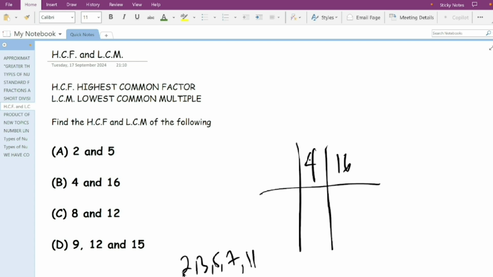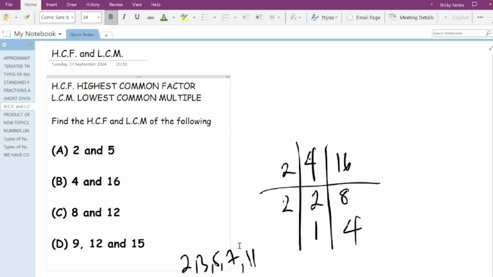So we start with the first, 2. 2 can go in 4 and 2 can go in 16. You take 2. 4 divided by 2 is 2. 16 divided by 2 is 8. Looking at the two values we've gotten, 2 can still go in both of them. 2 divided by 2 is 1. 8 divided by 2 is 4. Now you have 1 and 4. None of the prime numbers can go in the two values.